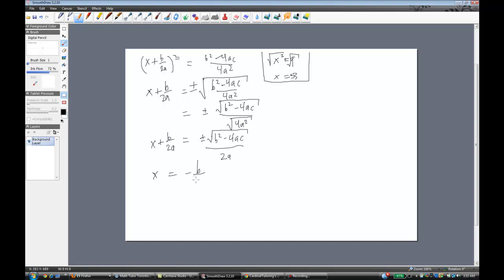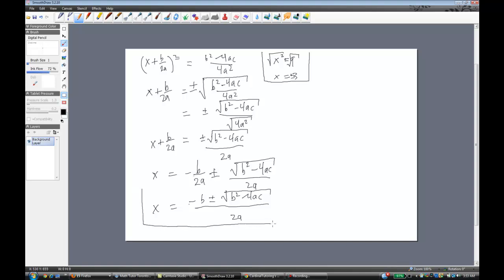negative b over 2a plus or minus square root of b squared minus 4ac all over 2a, and collecting these two fractions into a single fraction, because we have a common denominator, we can just add the numerators. Okay, and this is the so-called quadratic formula.